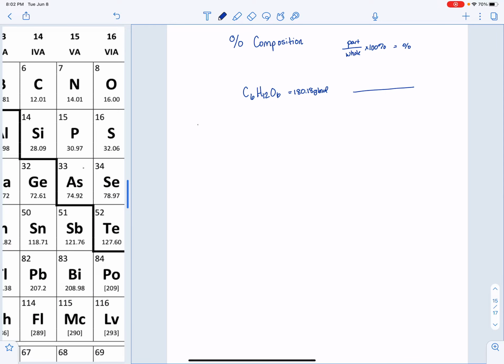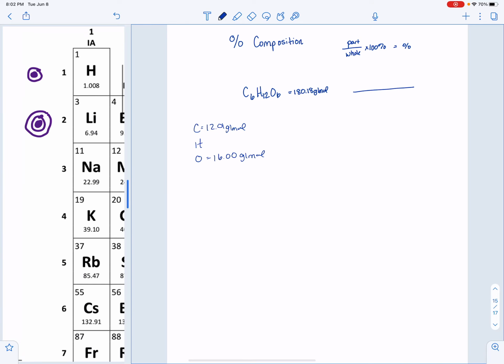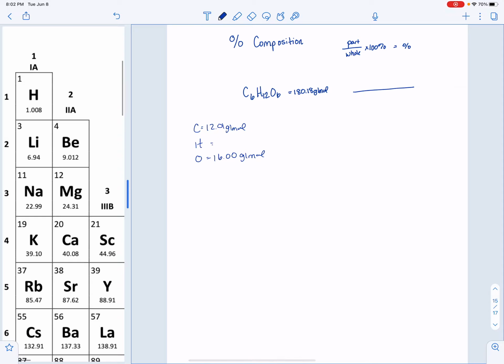I've got carbon, and its molar mass is 12.01 grams per mole. And then I'm going to go ahead and say oxygen, because it's just on that same chart at the top, 16.00 grams per mole. Now I'm going to do hydrogen. It's over here on the chart, right there. 1.01 grams per mole.